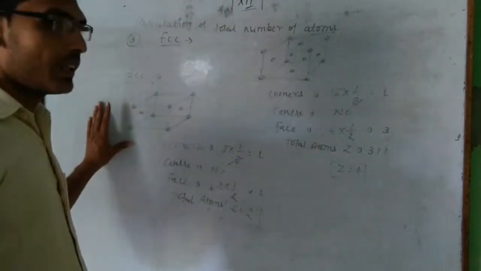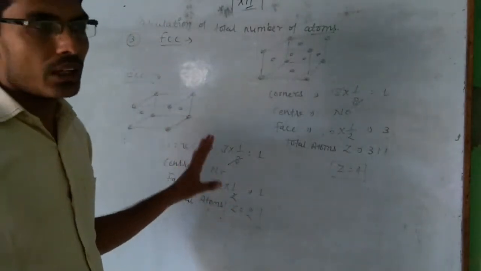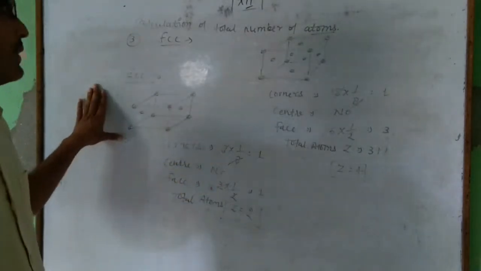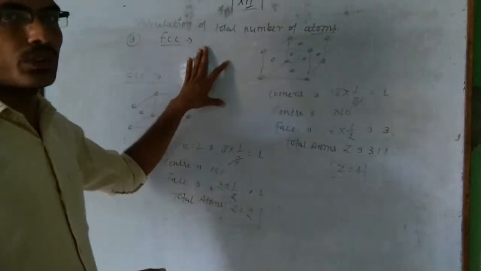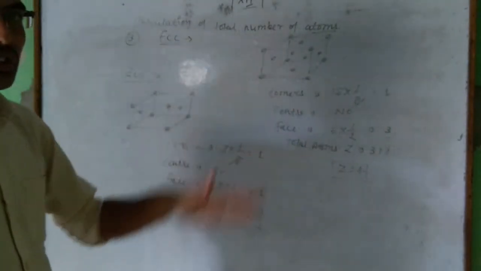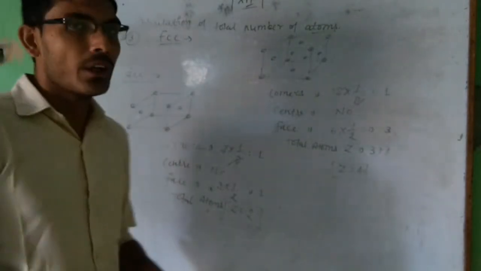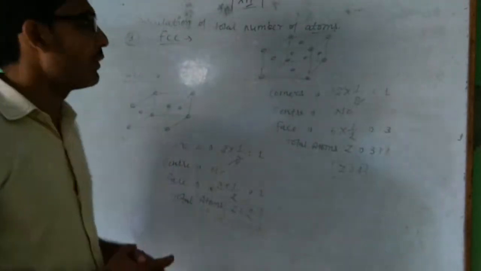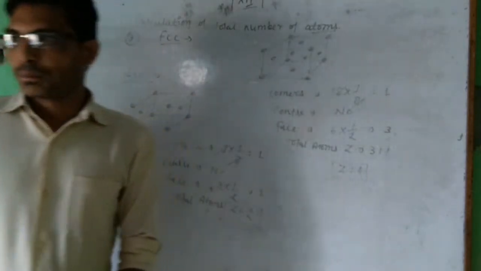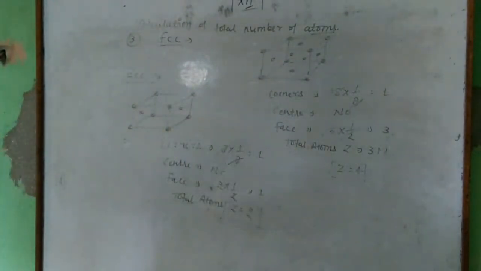But end-centered cell is not included in your syllabus, so don't worry to discuss about this ECC. So we are to discuss only the 3 unit cells in our syllabus. In further study, you are to calculate the packing fraction of these unit cells. Thank you.